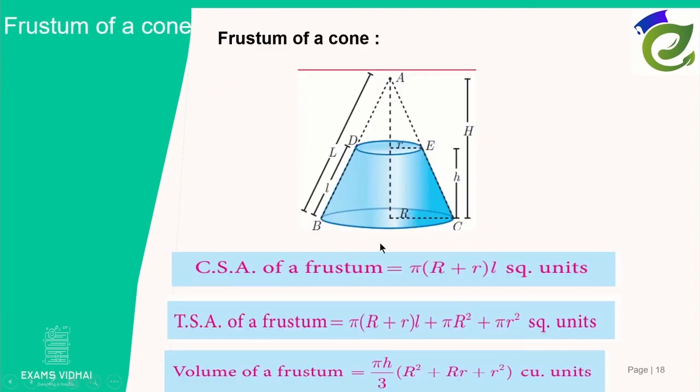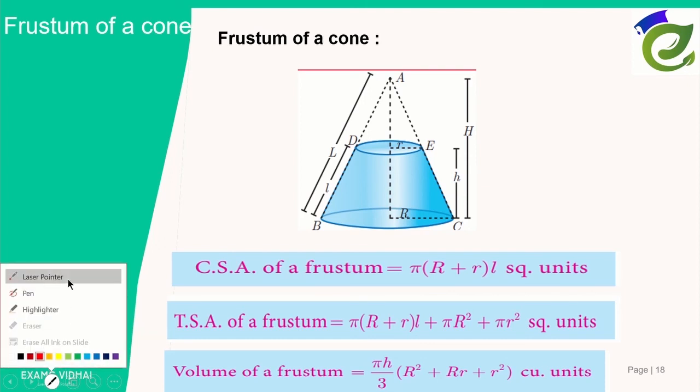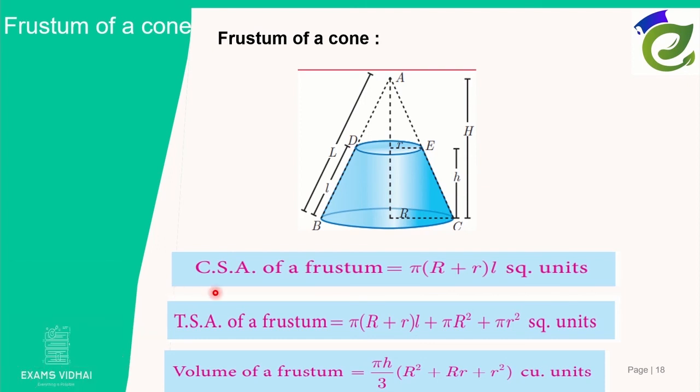Special case number 3, frustum of a cone. It is very significant. You can find these results by observing the figure. According to the definition, CSA is the area of the curved surface between the bottom and top. CSA of a frustum is pi into (capital R plus small r) into L. Capital R is the radius of the bottom surface and small r is the radius of the upper surface.